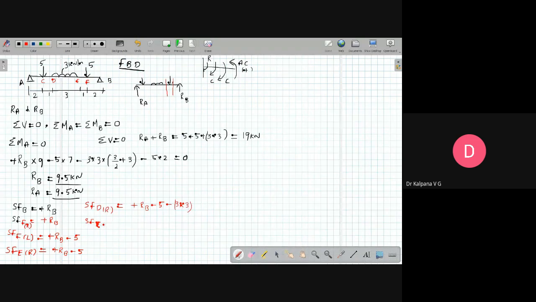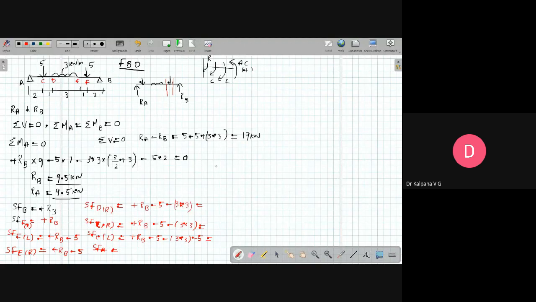Shear force at C to the right is whatever the value of the above one, RB minus 5 minus 3 into 3, whereas shear force at C to the left is plus RB minus 5 minus 3 into 3, and the point load which is acting at C is to be considered, minus 5. And for shear force at A, between A and C there is no loading, so whatever the value in the above case, the same will be for shear force at A.